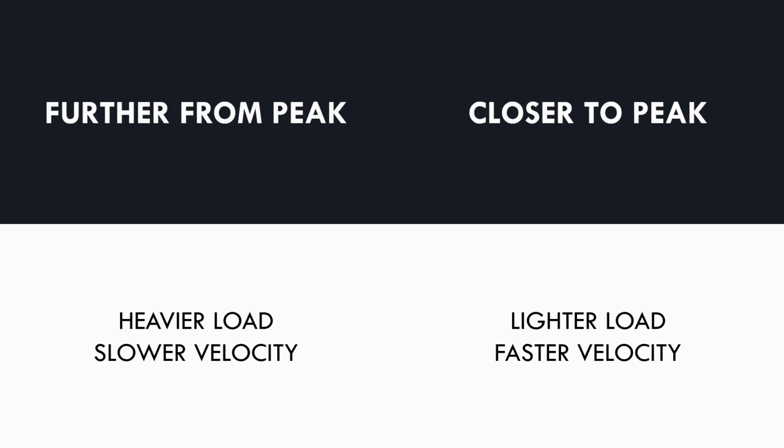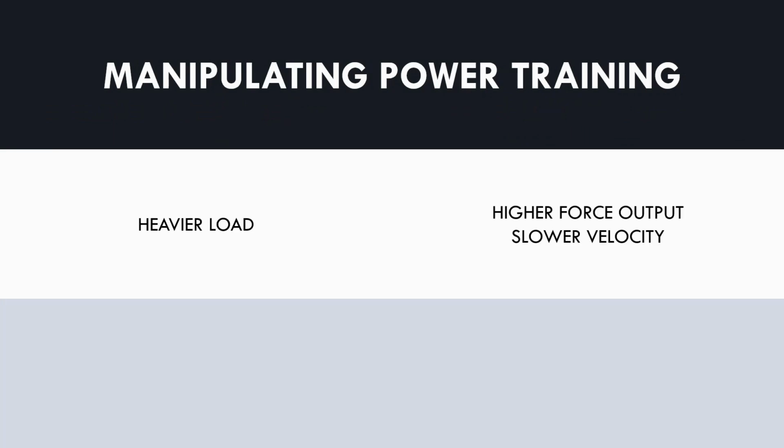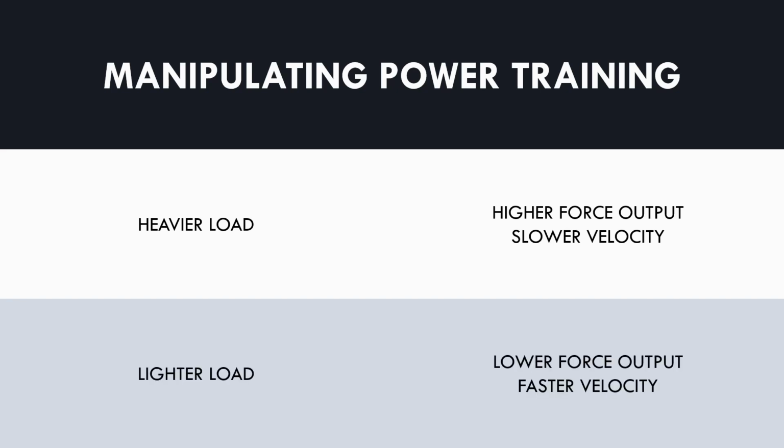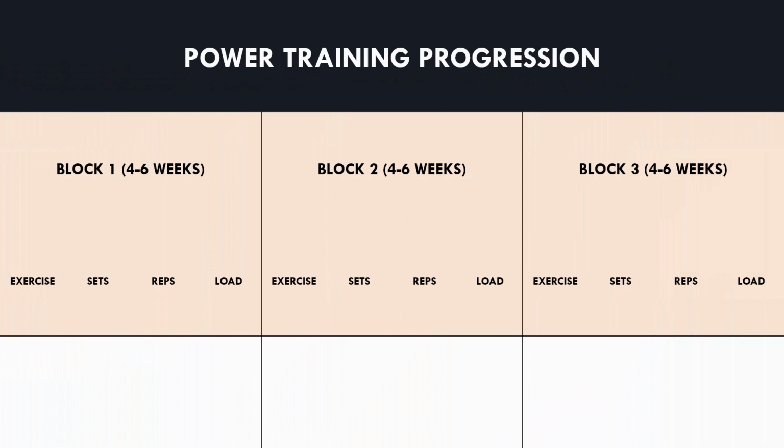The primary variable we can manipulate to achieve this progression is loading. We can implement an exercise and start with a heavier load, then we can gradually reduce the load over time with the same exercise to increase movement velocity. This may practically look something like this. Let's use a squat jump for this example, since the load can easily be changed.